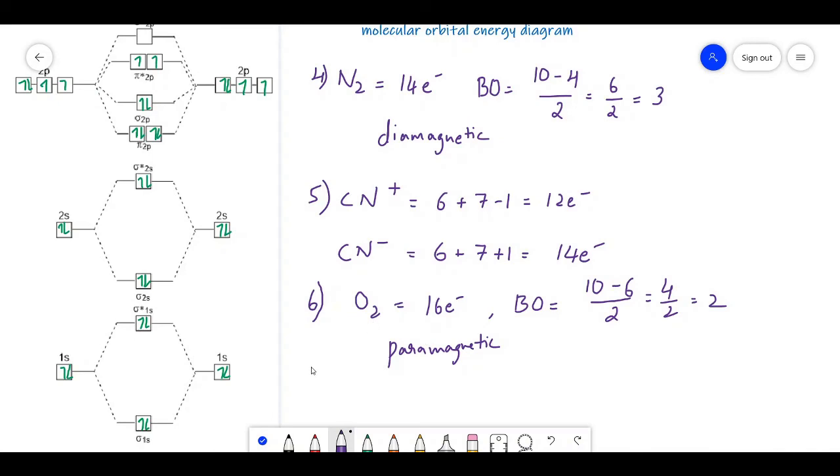And in the same way, you can take so many examples. Sometimes they will mention O2 minus. O2 minus means nothing but 17 electrons. 17 electrons means in any of these you can add one electron more. So this is 17. So total here 1, 2, 3, 4, 5, 6, 7, 8, 9, and these are 10, 11, 12, 13, 14, 15, 16, 17.